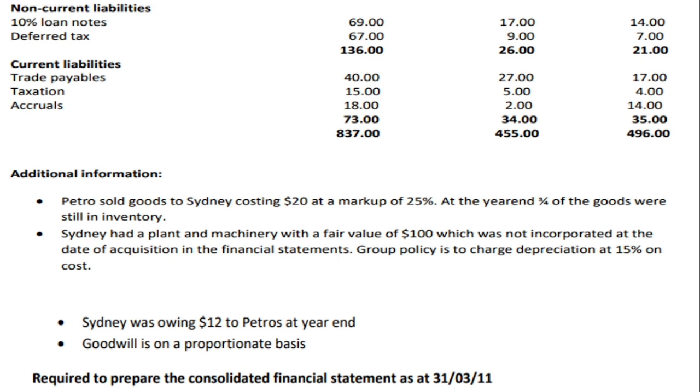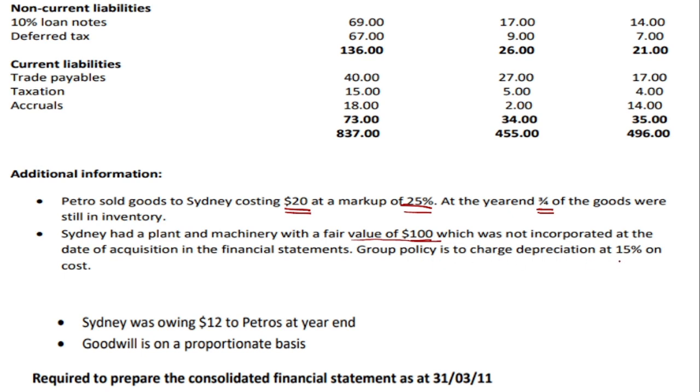You are required to prepare the consolidated financial statements. We need to consolidate. That is at the end of the year. But then we also have some additional information. One, Petro sold goods to Sidin costing 20 at a markup of 25%. And then at the year end, 3/4 of the goods were still in inventory. Then 2, Sidin had a plant and machinery with a fair value of 100, which was not incorporated at the date of acquisition.